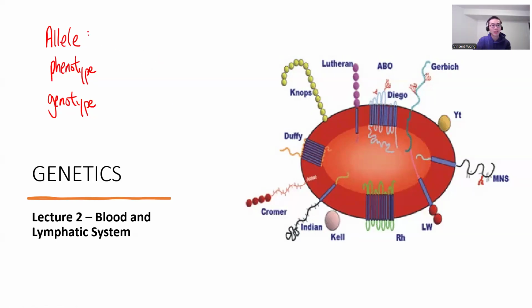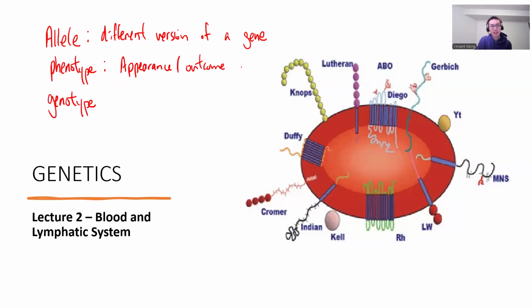Okay, alleles are different versions of a gene. So big A, small a, right? Big B, small b. Phenotype is the manifestation of the genes, the expressed outcome, if you would, the appearance or outcome of the gene.